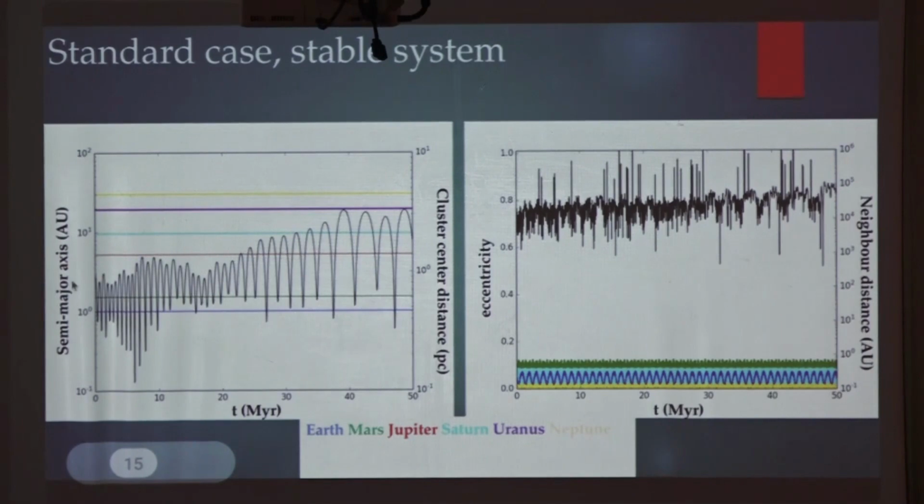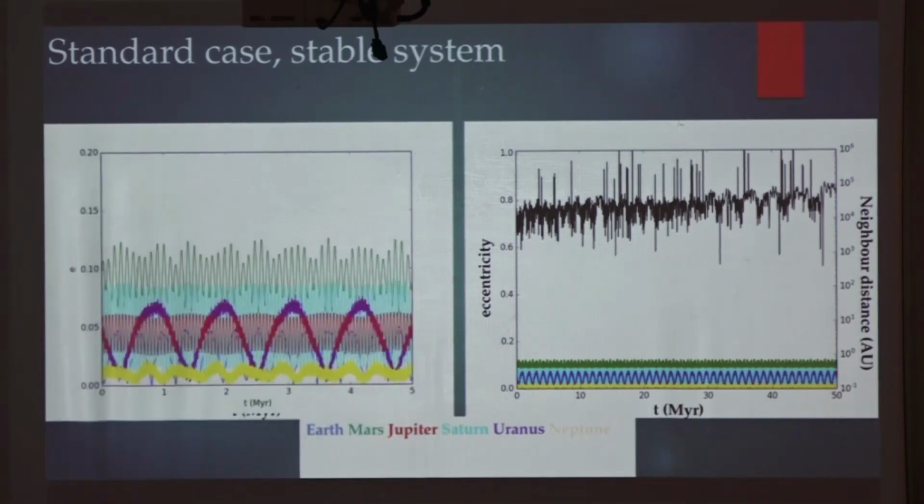While on the left y-axis here, we have the semi-major axis of the planet. On the right-hand plot, the neighbor distance is given in black on the right y-axis, while the left y-axis is the eccentricity. So this is basically the case in which nothing happens. And therefore, what you see is that there is no particular difference compared to a field star, as it would be our solar system. And there is a normal evolution.